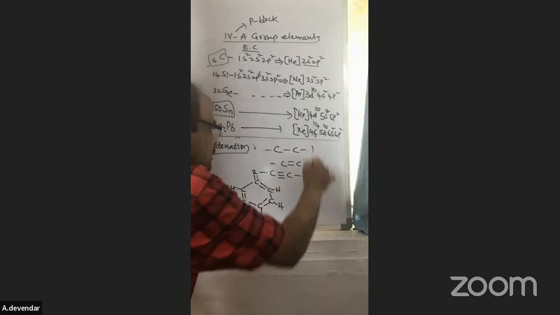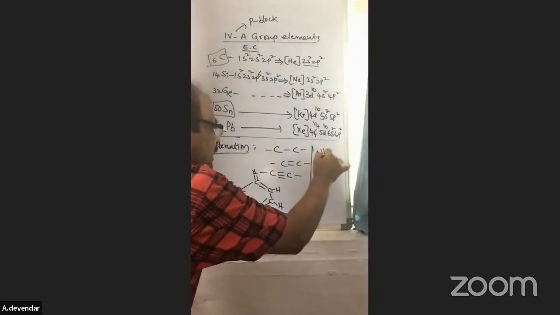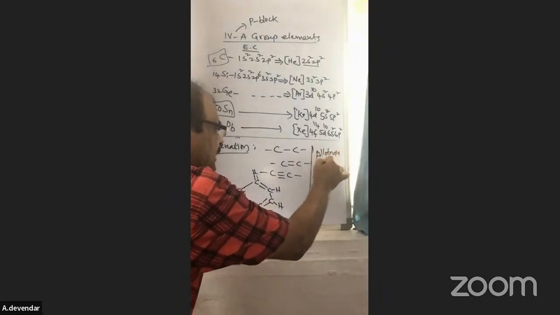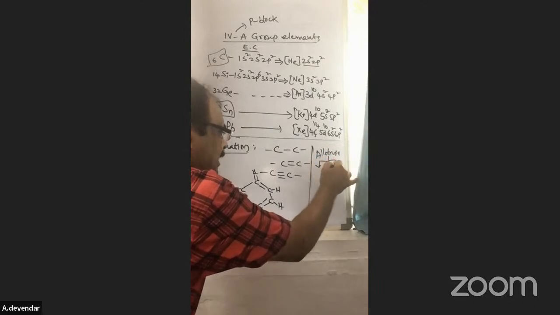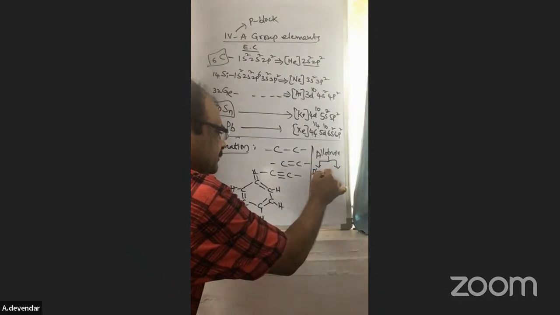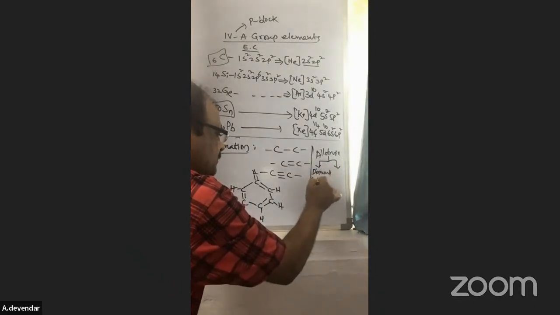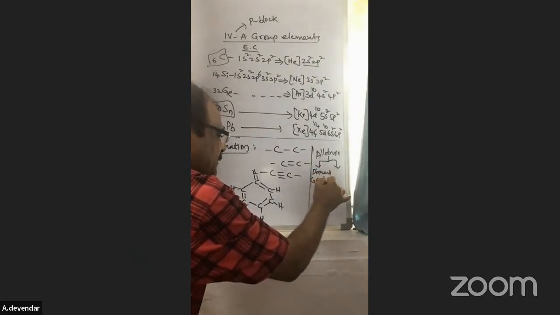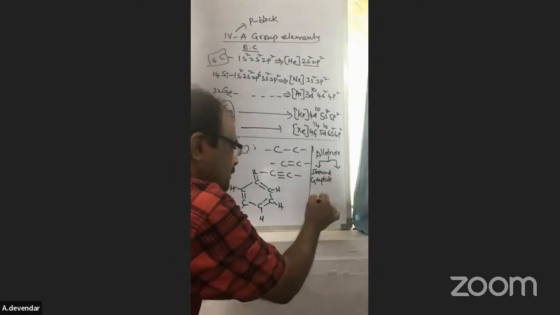Not only the catenation property, carbon can also form allotropes. The allotropes of carbon are crystalline allotropes and amorphous allotropes. Crystalline allotropes are diamond, graphite and Buckminsterfullerene. And amorphous allotropes are coke.